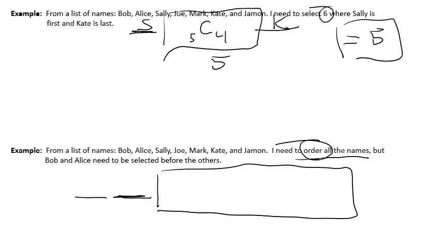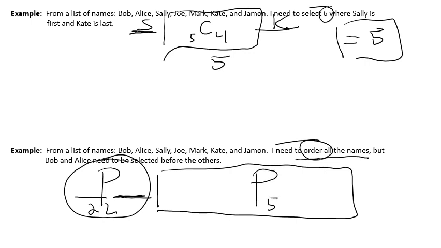Now, for Bob and Alice, that's a permutation of 2 pick 2, because again, I have 2 people to pick from. I need to pick both of them. They have to go first, so here they are, they're going first. For the remaining people, again, we're ordering. There are 5 people remaining, and I have to pick out 5. So that's a permutation of 5 pick 5.